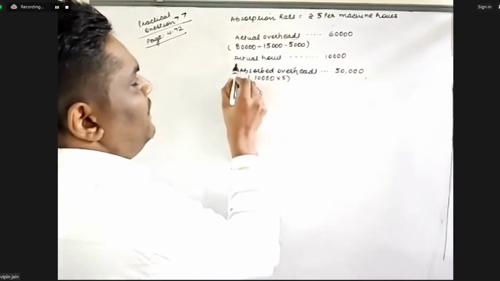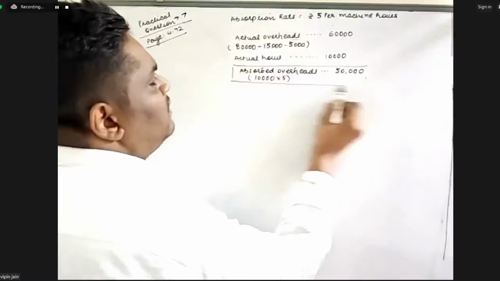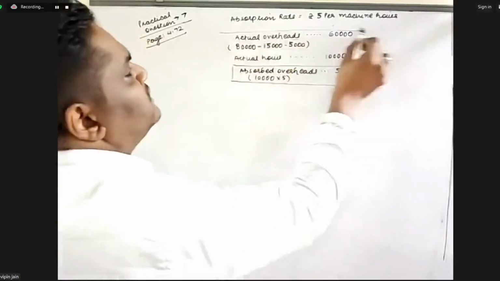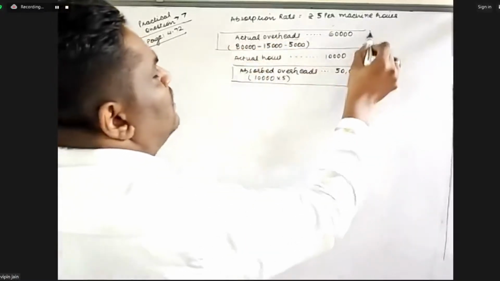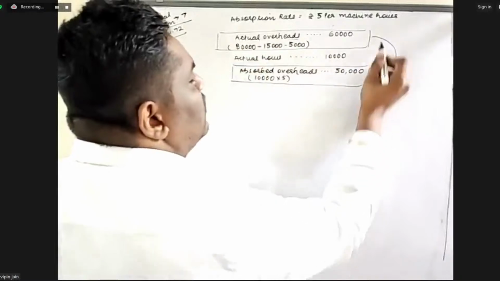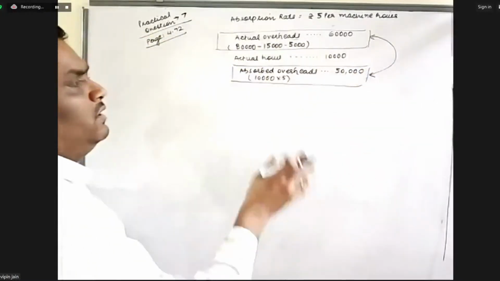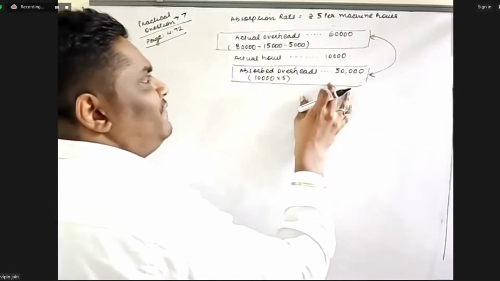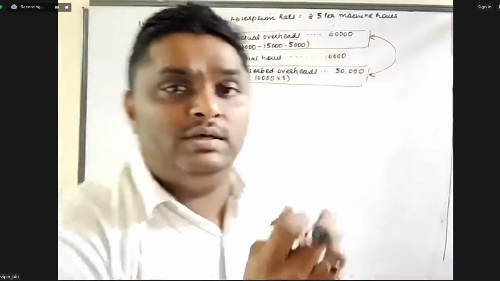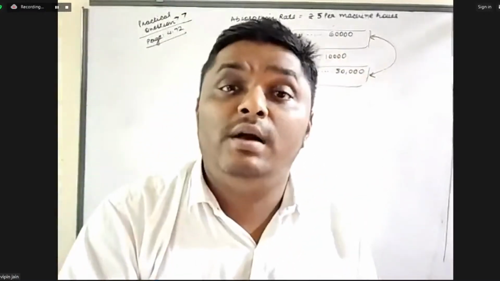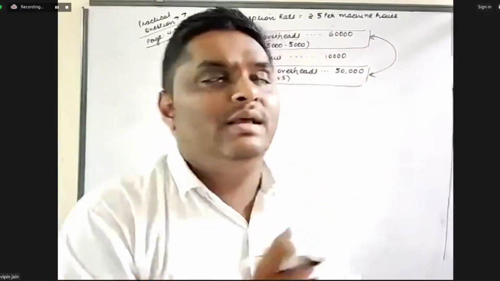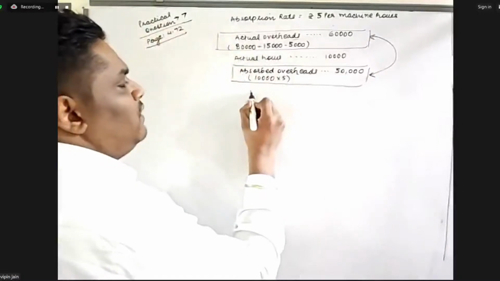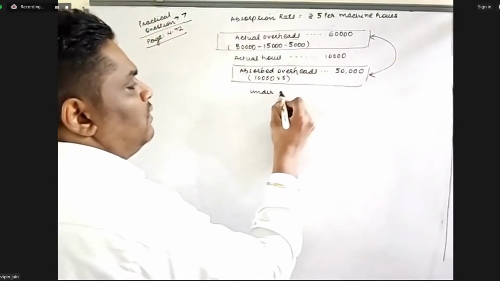Now, let's compare absorbed overheads with actual overheads. So here my absorbed overheads are 50,000, actual overheads are 60,000. Absorbed overheads are less. So 10,000 is what we call under absorption.